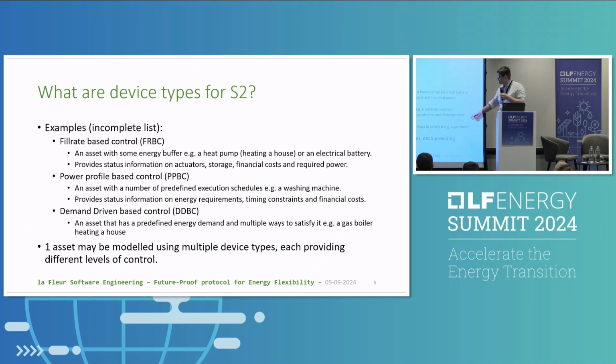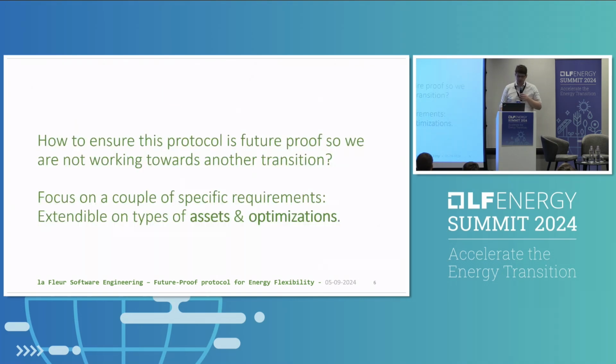As I have shown with the heat pump or hybrid heat pump example, you can actually use different device types to model the same asset, and it gives you different types of control. Now that we've seen these protocols, the question remains, how do we ensure that these are actually future-proof? Because if we don't make them future-proof, we're going to have another transition on our hands quite soon.